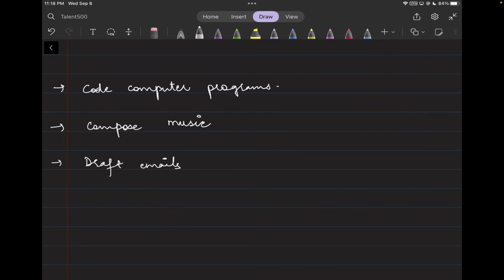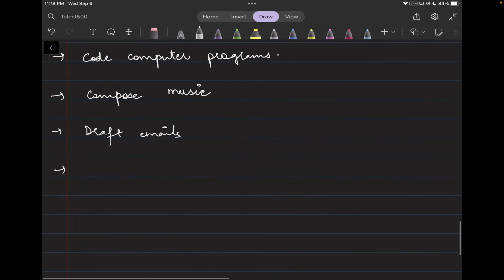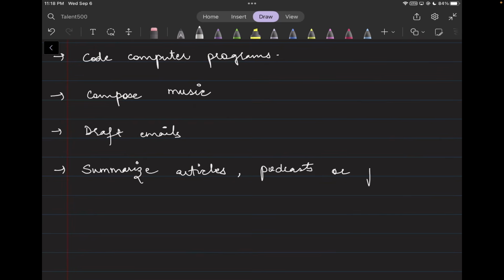Now what else can ChatGPT do? Let us say you have some article, podcast, or presentation. If you want to summarize it, you can use ChatGPT for the same. It will summarize the articles, podcasts, or presentations for you.